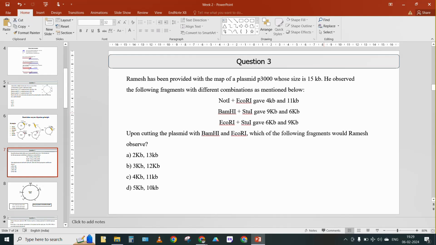So upon cutting the plasmid with BamHI and EcoRI, which of the following fragments would Ramesh observe? Whether it is 2 kb or 13 kb, or 3 kb and 12 kb, 4 kb and 11 kb, or the last option, 5 kb or 10 kb. So would anyone like to answer this question with some proper clarification? Anyone?